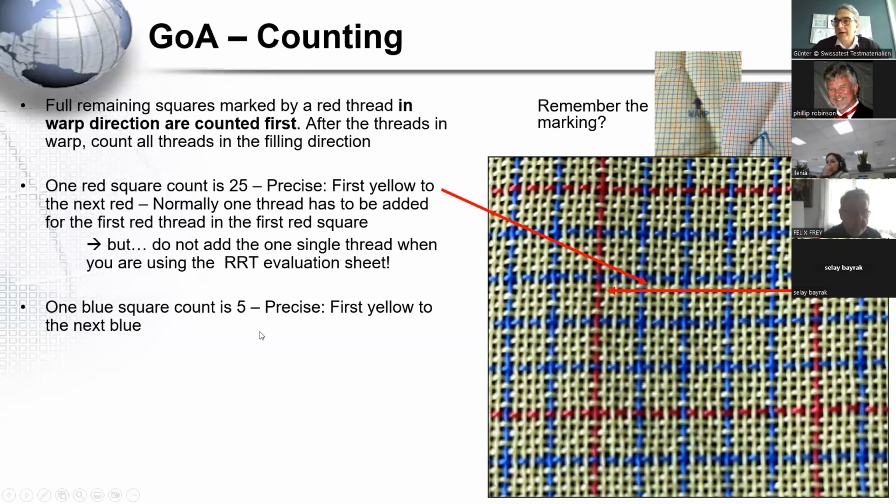1 blue square count is 5. Precisely also, from the first yellow to the next blue.